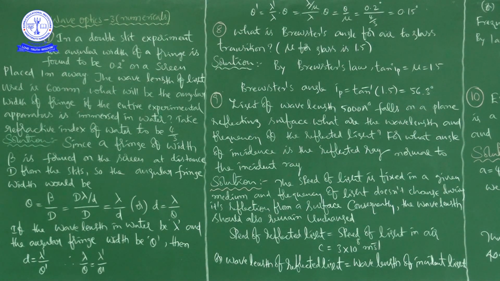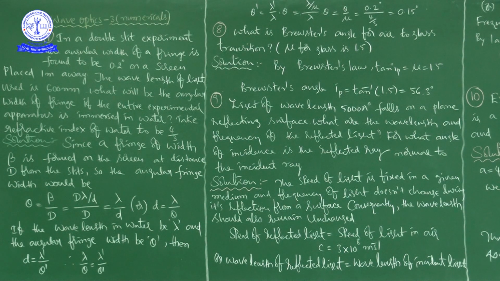Here the question is the same thing he is asking. Whatever the value they have given, the same thing he is asking, but when the entire experimental setup is in water. This is the angular width of a fringe when the experimental setup is in air. What is the refractive index of air? When the same experimental setup is immersed in water, what happens to the angular fringe width? Will it change or not? If it changes, what is that value? That we have to find.